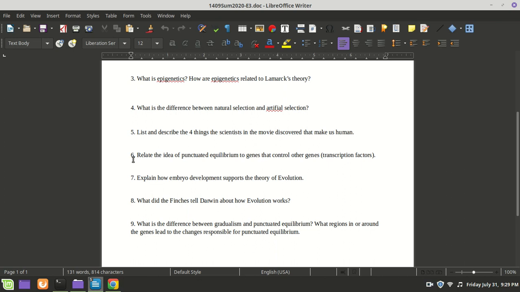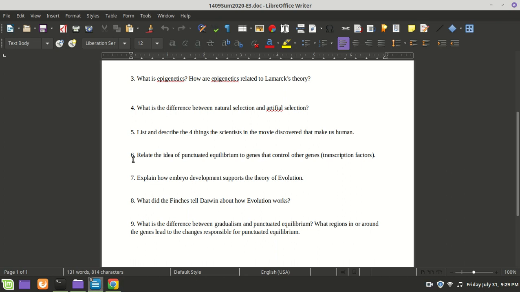Number 7, explain how embryo development supports the theory of evolution. If you watch the movie in detail and pay close attention to some of the parts, it's more towards the middle, I guess. They go through this. Do your best. I will give you a hint on this one that it is related to CpG islands and development and things like that.